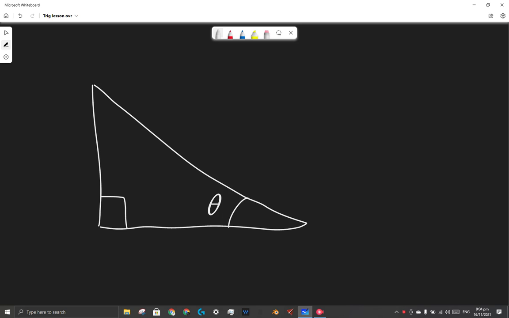Hey guys, in this lesson I'll be basically covering everything we've done so far in trigonometry, which includes labeling sides of a right angle triangle, using Pythagoras to calculate different sides, and using trig functions to calculate different sides and angles. So let's start off with labeling our triangle.